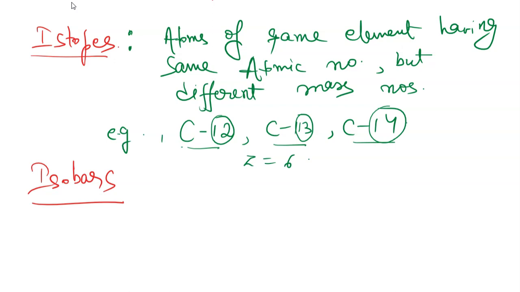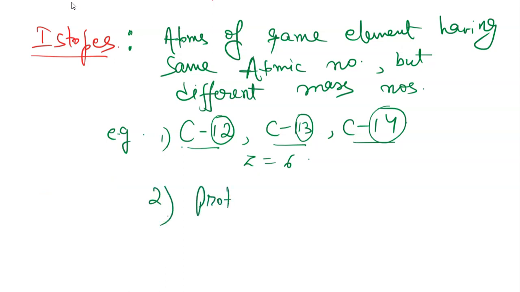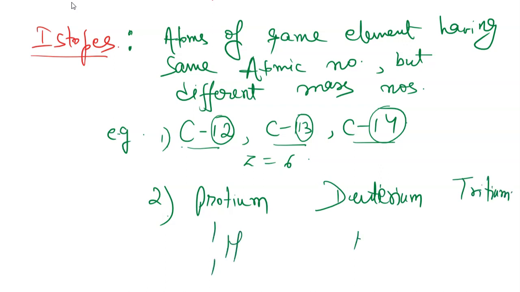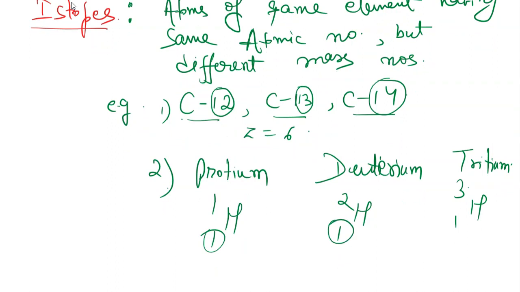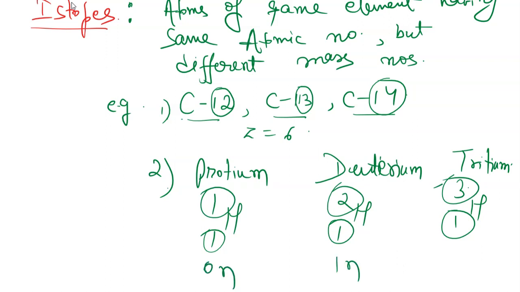So these 3 isotopes of carbon are important. Other than that, the isotopes of hydrogen are also important. Those isotopes of hydrogen are called protium, deuterium and tritium. Protium means 1H1, deuterium 1H2, tritium 1H3. You can see their atomic numbers are all the same, but their mass numbers are different. Or you can also say protium contains 0 neutrons, deuterium contains 1 neutron, and tritium contains 2 neutrons. So these isotopes are also important.